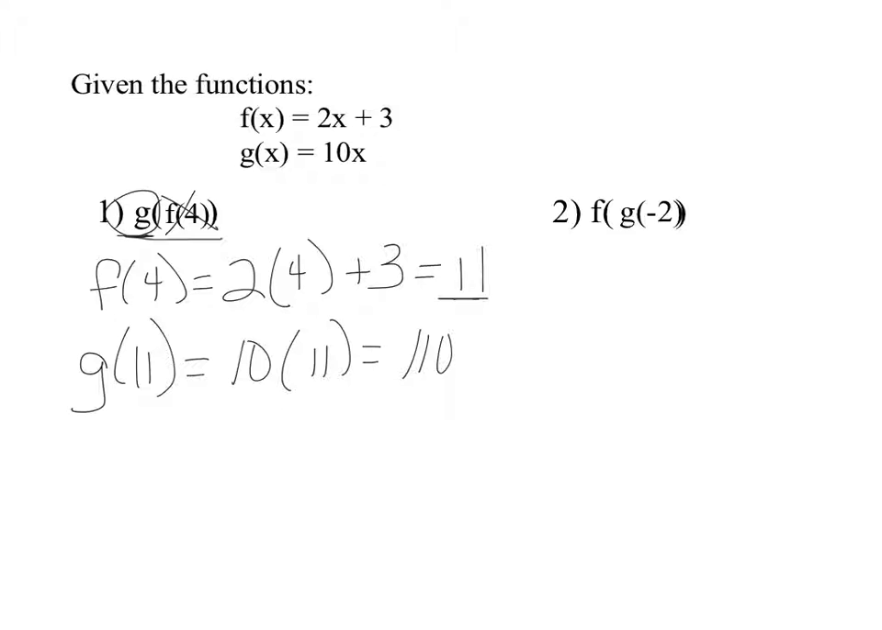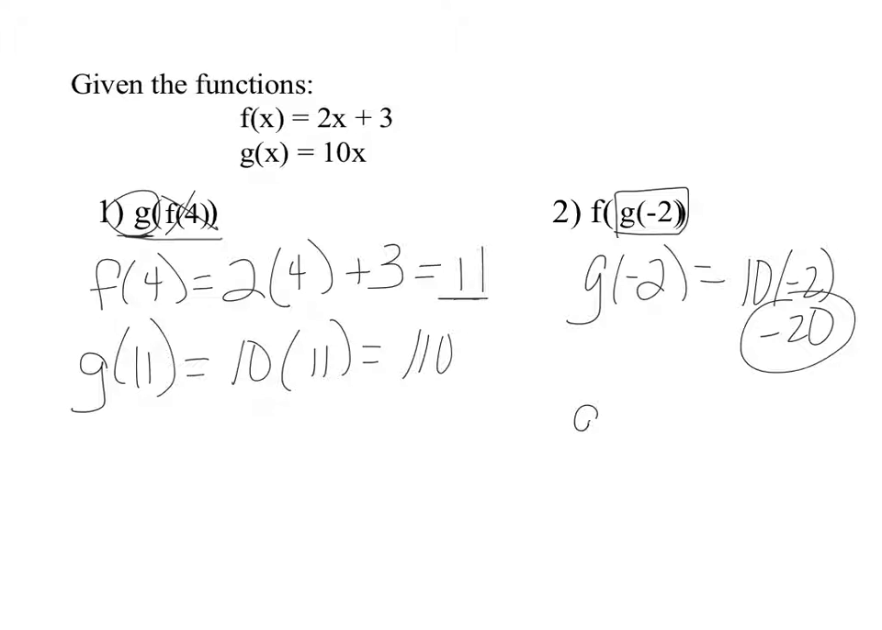So this one, why don't you try this one and tell me what you got. So g of -2. We're going to start with the g because it's closest to the -2. And I do 10 times -2, and I get -20. I take what answer I get, and I plug it into the other one. So I just did this one, now I have to do f. f of -20 is 2 times -20 plus 3. So that's -40 plus 3, -37.